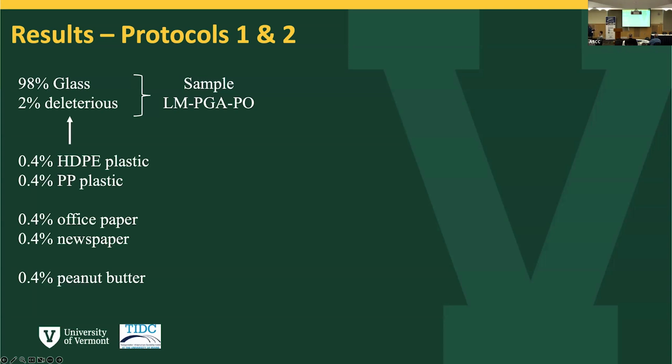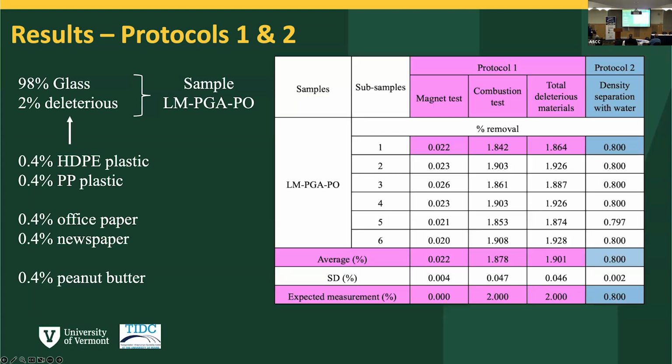So I can't show all the results, but I picked a few. This is a lab-based sample that we made that is 98% glass, pure, clean glass. And then we added 2% deleterious materials: 2 types of plastics, 2 types of paper, and some peanut butter, which sticks pretty well. And here are some sample results.